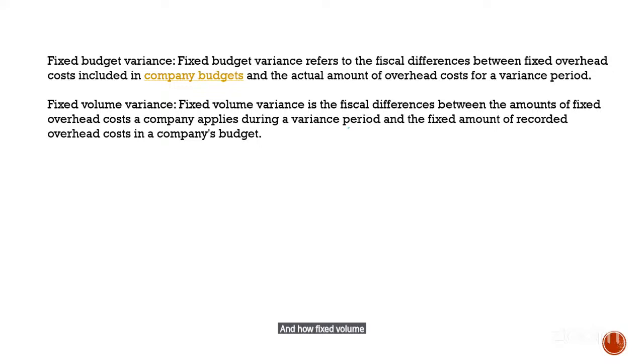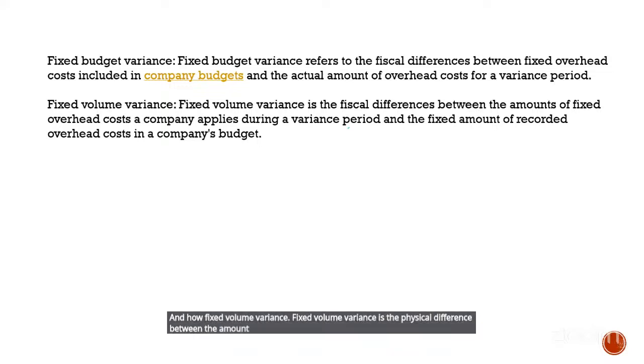Fixed volume variance is the physical difference between the amount of fixed overhead costs a company applies during a various period and then the fixed amount of recorded overhead costs in a company's budget. So volume, we talk about volume, quantity. What we recorded is different from what was applied.